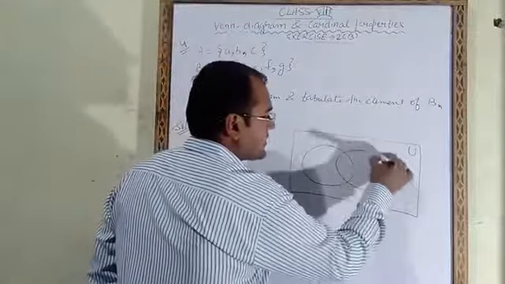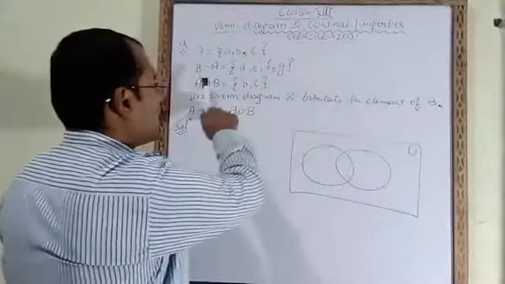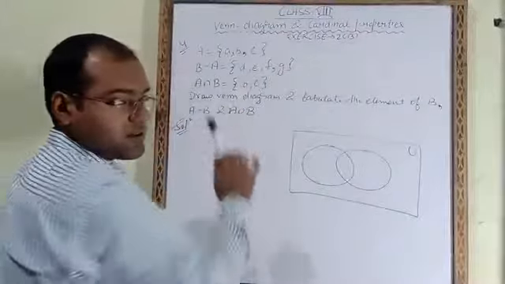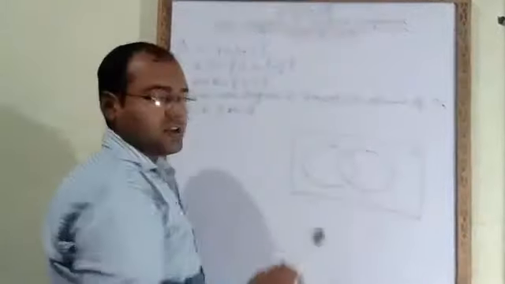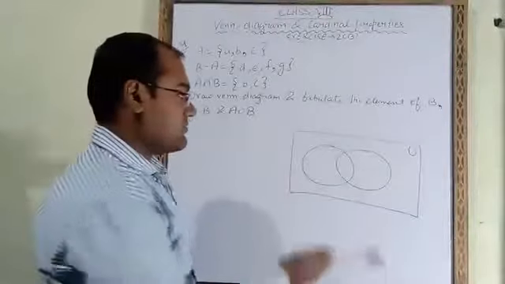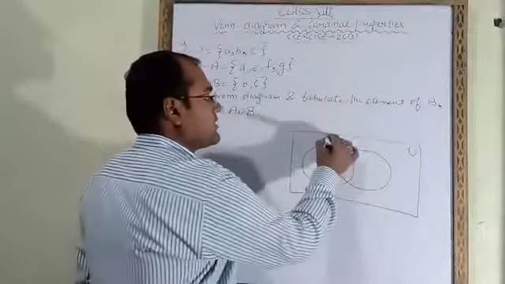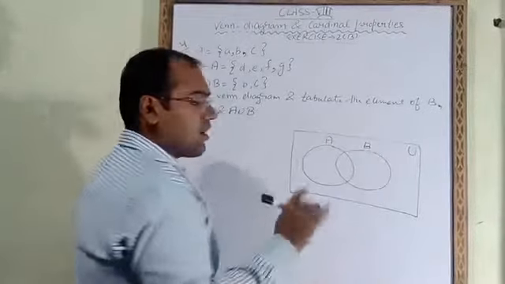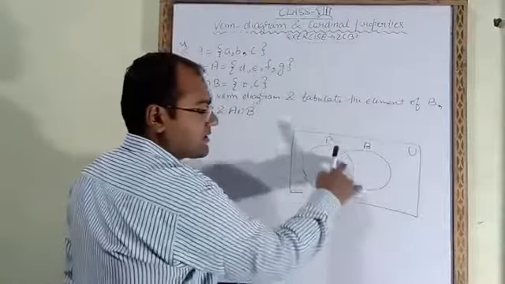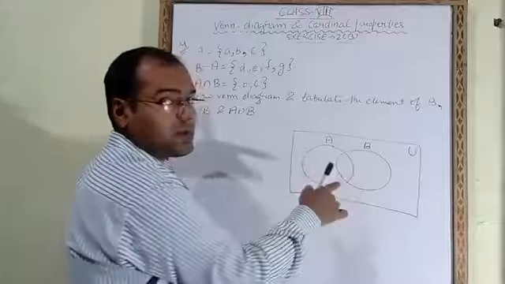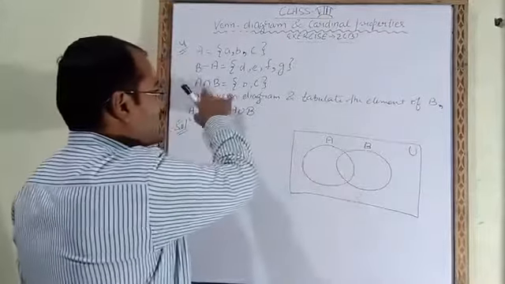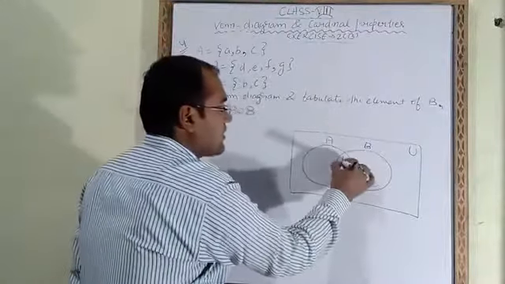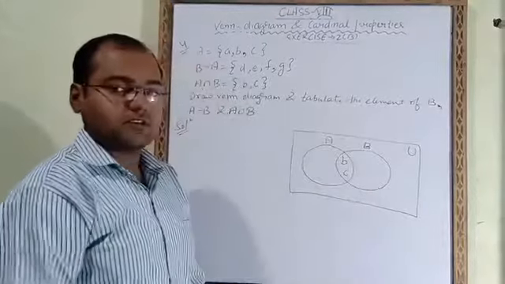Why am I making this overlapping figure? Because intersection is given here, B intersection C. So intersection is given, that means we have to draw an overlapping figure. This circle is of A and this second circle is of B. Now we have to fill this middle part. This middle part is common. Common means intersection. So the intersection is B and C. So here we have to fill B and C.